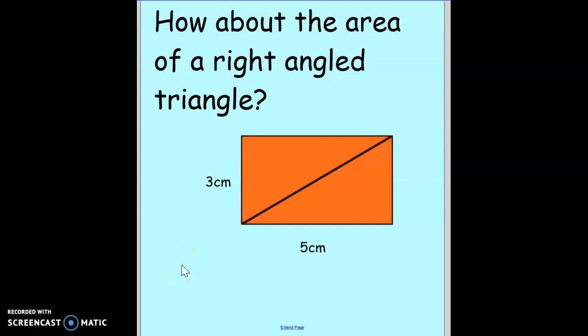Here's your extension for this area lesson, just to prove to you that the area of a shape isn't always just the length times the width. That's just for squares and rectangles. How about the area of a right-angled triangle?